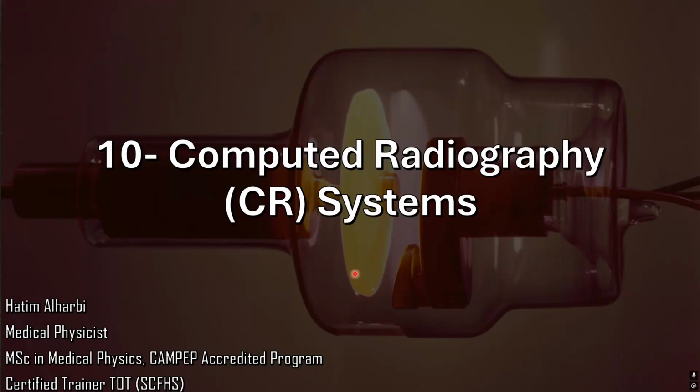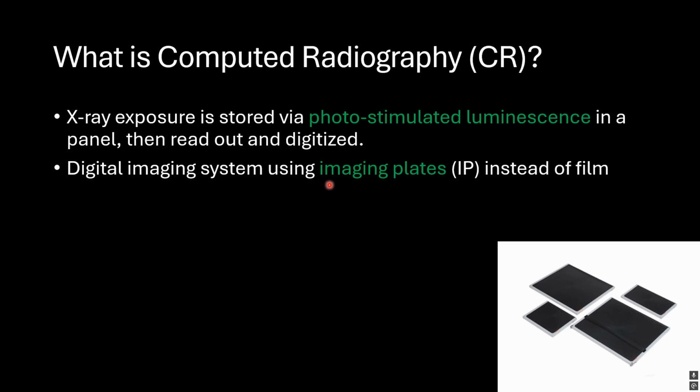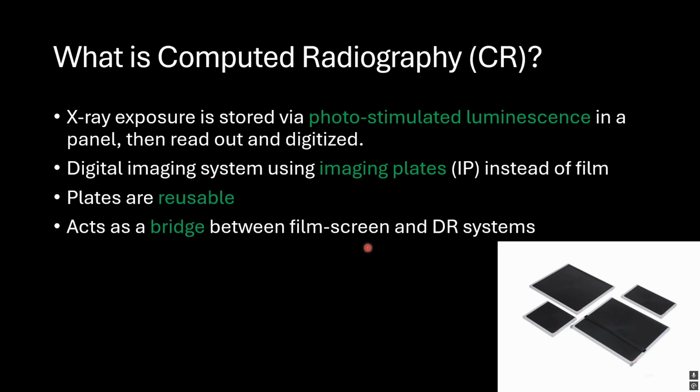Hello everyone, in this video we'll be talking about computed radiography systems. In a computed radiography system, the X-ray exposure is stored via photostimulated luminescence in a panel, then read out and digitized. It is a digital imaging system using imaging plates instead of films. So in CR we're not using film, we are using imaging plates. Plates are reusable, so we can use them many times. And it acts as a bridge between film screen and DR systems. So computed radiography is between film screen and the DR systems, where we have a digital image.